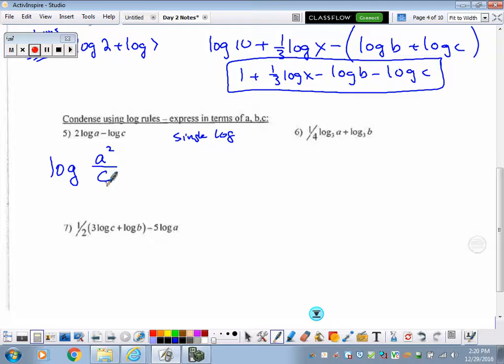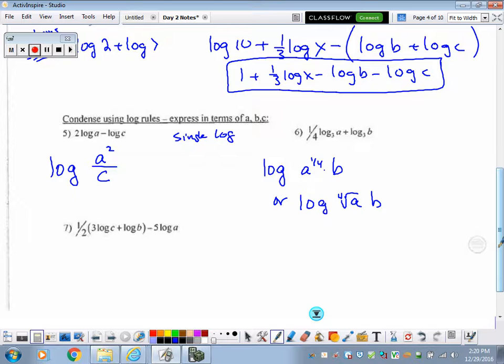For number 6, again, a single log. I'm not going to do a fraction bar because there is no subtraction here. It is only the a that is raised to the 1/4 power, and I'm going to condense addition using multiplication times b. We can also write it as log the 4th root of a multiplied by b. They're both the same. And again, for multiple choice purposes, you want to make sure that you understand that raising a number to a power is the same thing as taking the root, with the denominator of the fraction as the index.